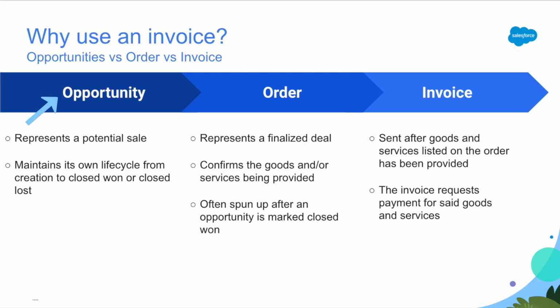The opportunity represents the potential sale, in which you can manage that life cycle from prospecting all the way to closed won. The order is when the deal has been finalized and we now need to provide those goods and services. And then finally, once those goods and services are provided, the invoice can be sent out to request payment.